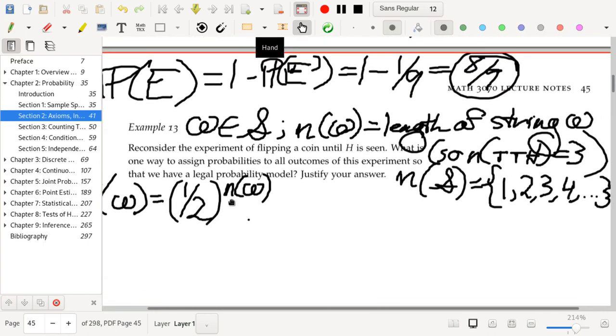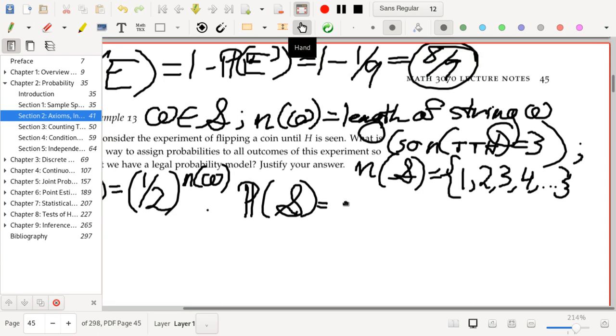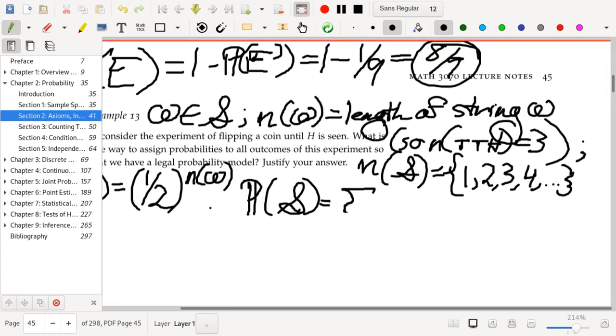But let's get back to the issue at hand. I need to show that the probability of the sample space under this probability model is in fact equal to one. I can basically view the sample space as being the union of events where each of these events contains one of these strings: H, TH, TTH, TTTH, something like that. And this is actually a situation where you really need axiom 3 the way I wrote it down originally in the body of the lecture notes rather than that footnote, because we actually do in fact have an infinite collection of events.